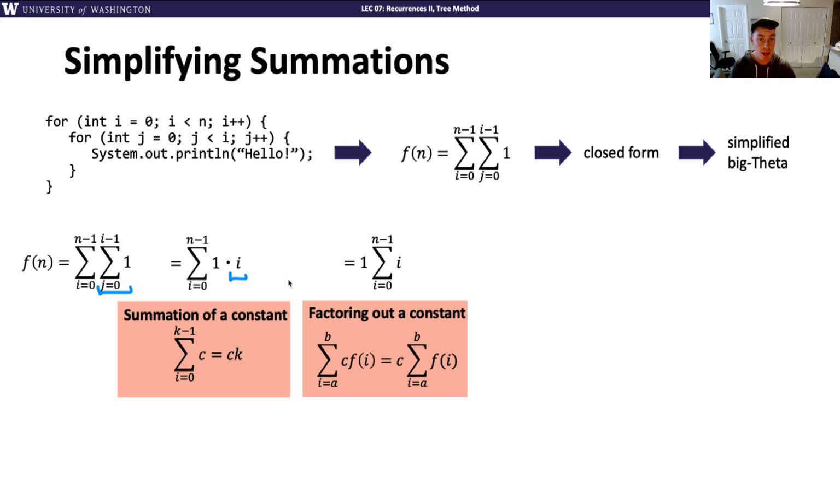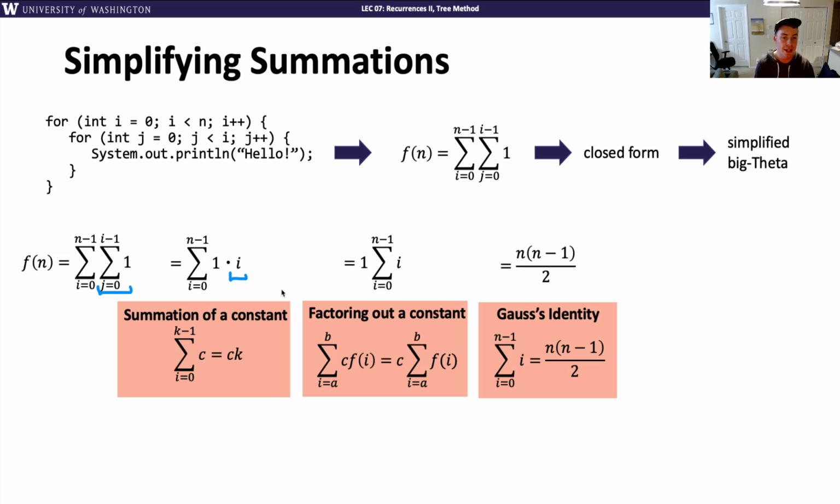So now we just have the sum from i equals 0 to n minus 1 of i. Now, this still is not a closed form. I don't know what the big theta of this is yet. But don't worry, we have yet another summation identity for this called Gauss's identity. So whenever you see the sum of i's, Gauss's identity is probably going to come to mind. And again, you're going to have a cheat sheet with all of these.